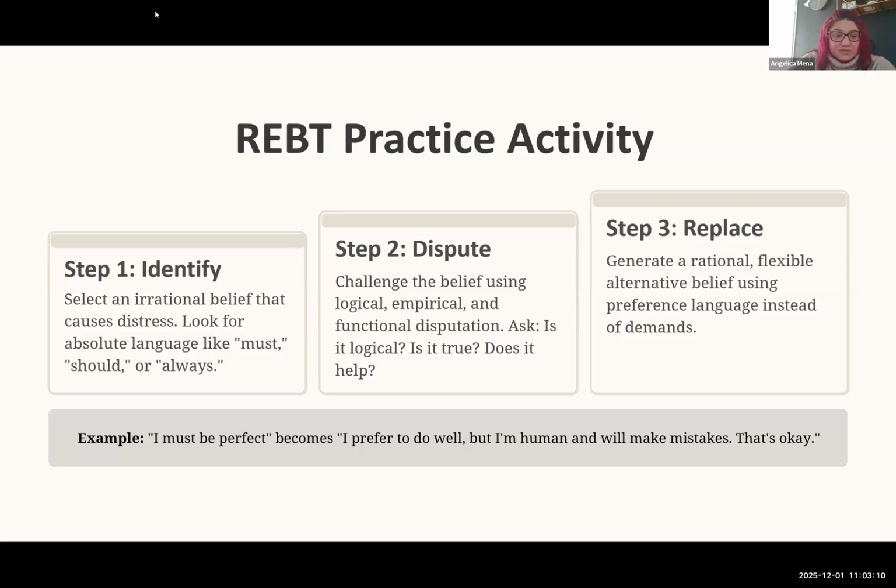So see a quick example. I must be perfect. Okay, let's change that to, I prefer to do well, but I'm a human. I make mistakes, and that's okay. You see how that's less rigid? It's more flexible and accepting, and it's more realistic, right?